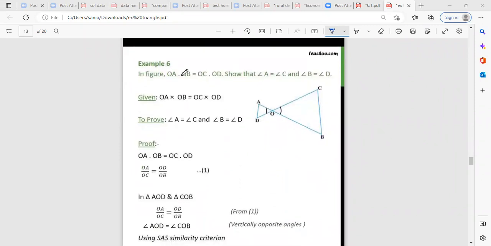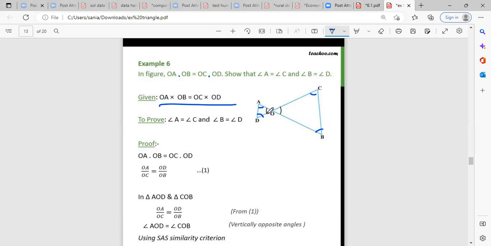Example 6. In the figure, OA multiplied by OB is equal to OC multiplied by OD. So that means OA multiplied by OB is equal to OC multiplied by OD, this one. So this dot means multiply. You have to show that angle A is equal to angle C, and angle B is equal to angle D. You have to show it like this.